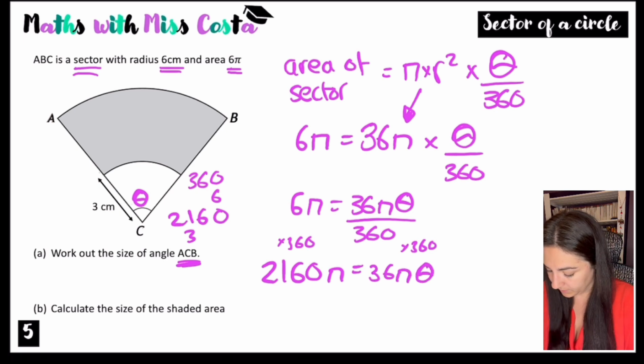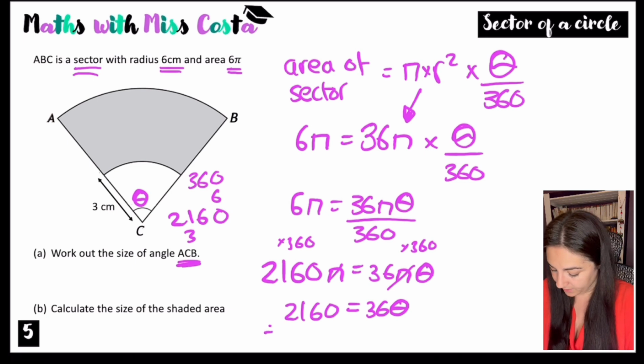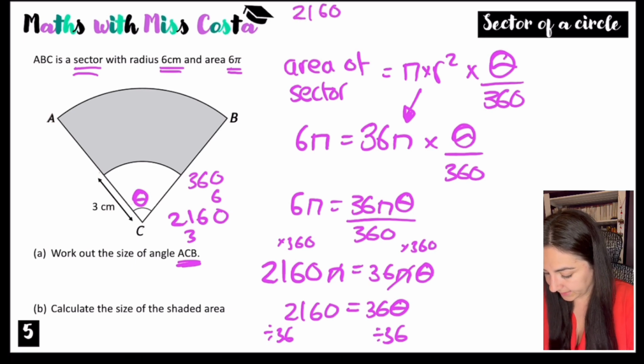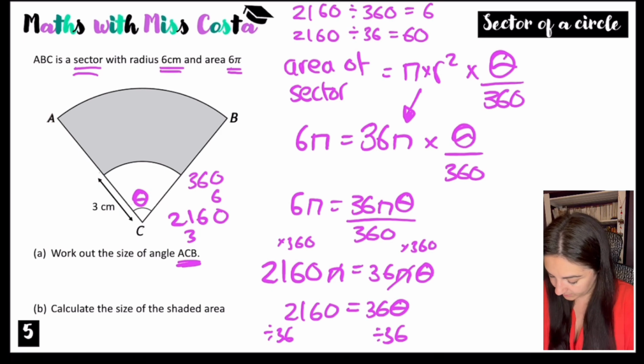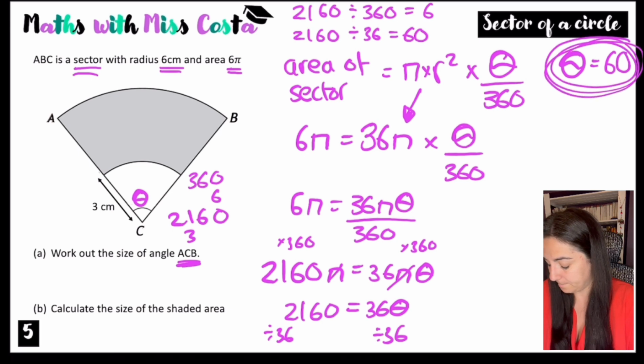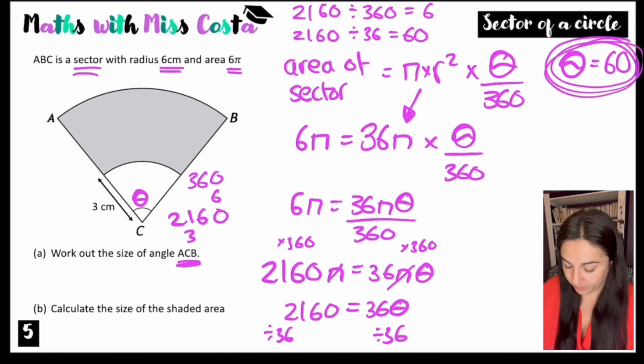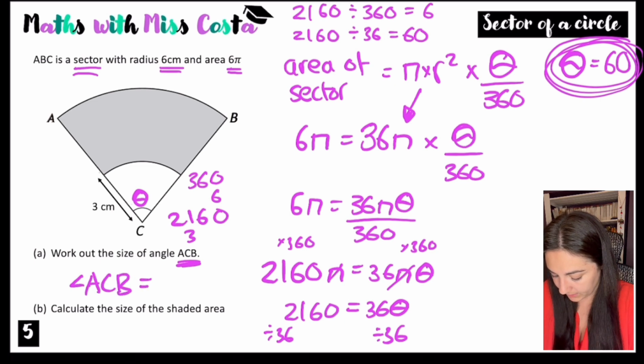Now what could I do? Well, I could divide both sides by pi. So 2,160 is equivalent to 36 lots of theta. And then I could divide both sides by 36. 2,160 divided by 36. Well, I know that 2,160 divided by 360 is 6. So 2,160 divided by 36 would be 60. So theta must equal 60. And theta is just a name for an angle. So angle ACB equals 60 degrees.